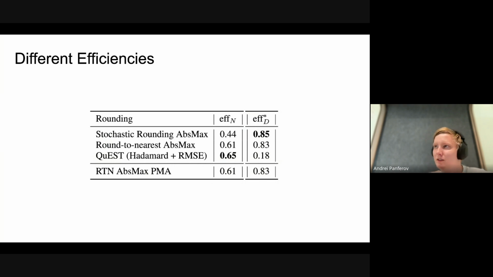65%, meaning that your model performs the same as a 30%, 35% smaller model that was not quantized. And the data efficiency of 85%, meaning that your model performs the same as the model which was trained without backward pass quantization, but trained for 15% shorter.